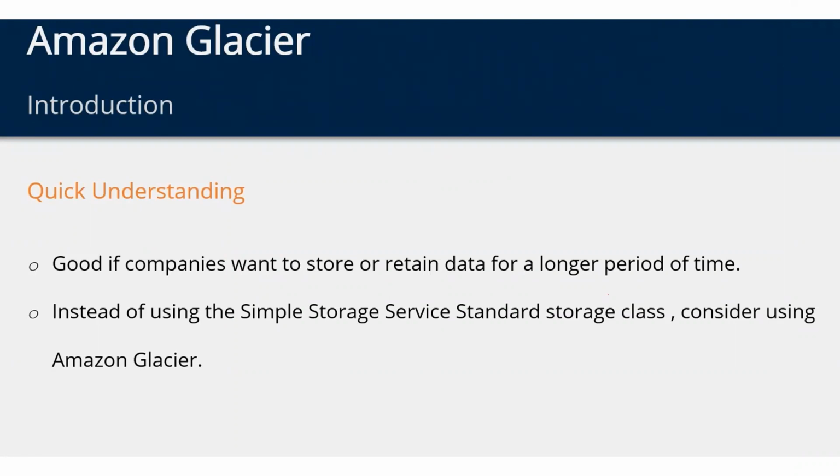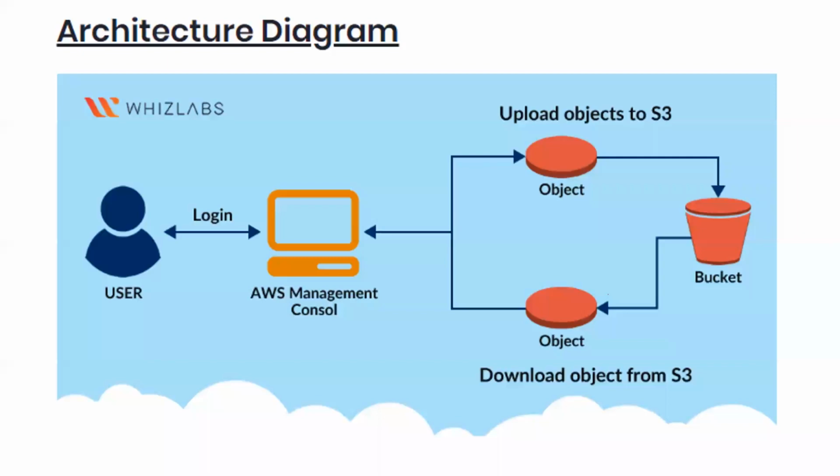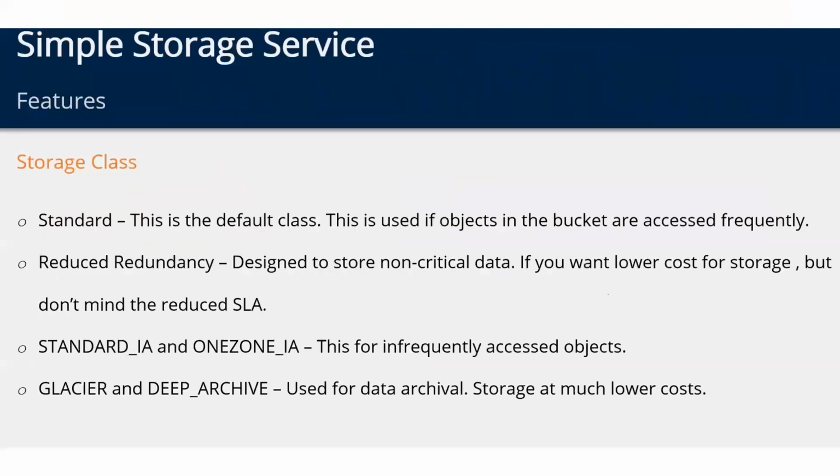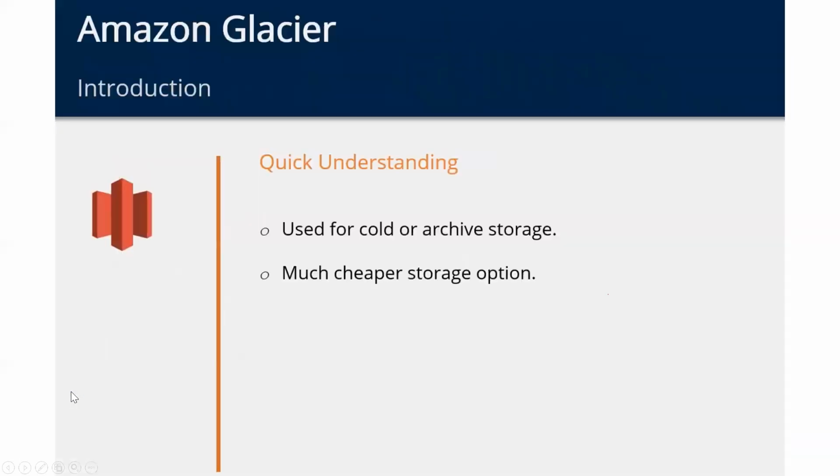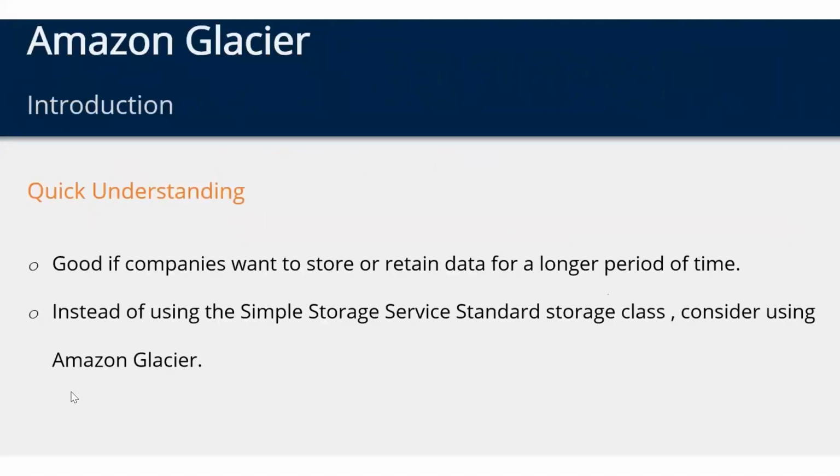Instead of using the Simple Storage Service standard storage class, consider using Amazon Glacier. The standard type is for frequent access. Standard, the first one, is for frequent access. If it is infrequent access and you don't care about SLAs, then you go for Glacier or deep archive. We discussed this already: good if companies want to store or retain data for a long period of time.